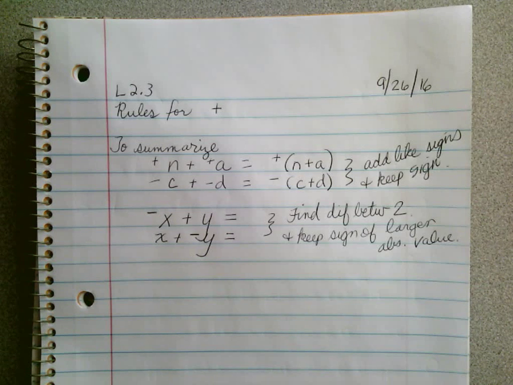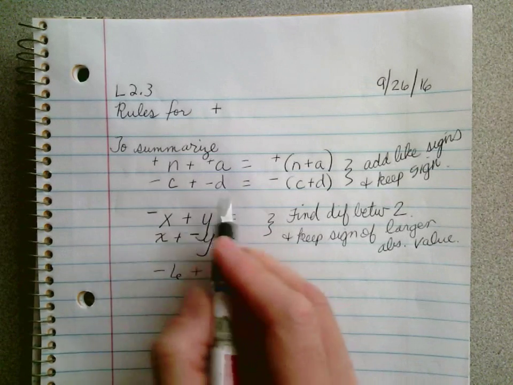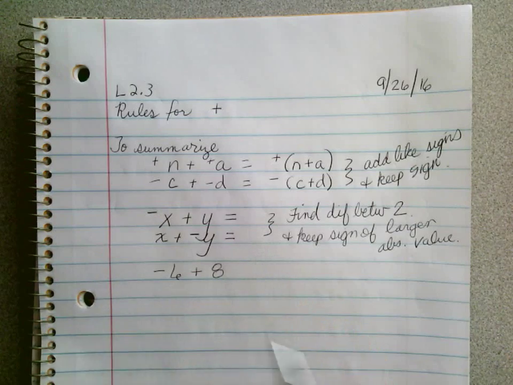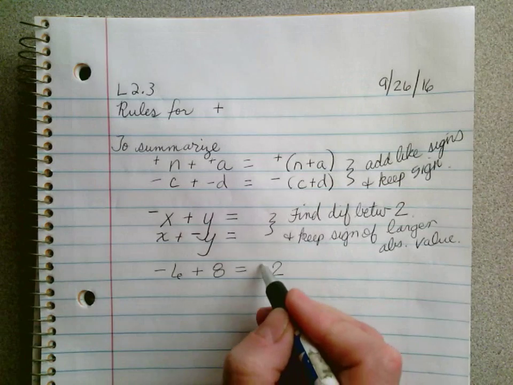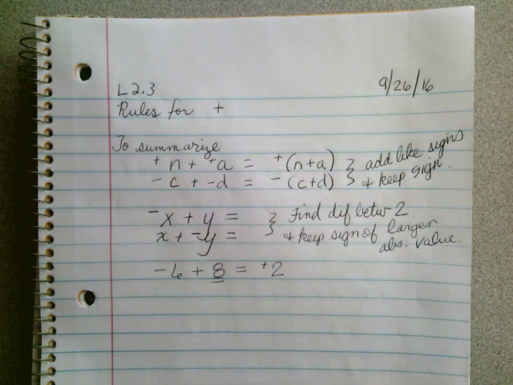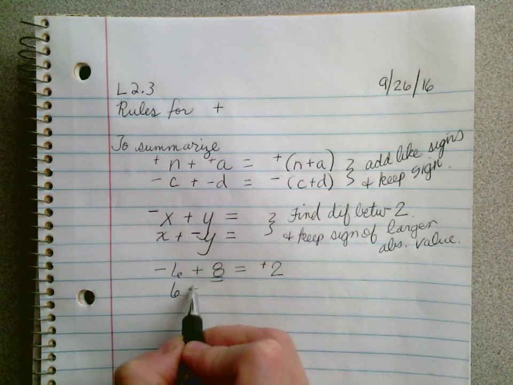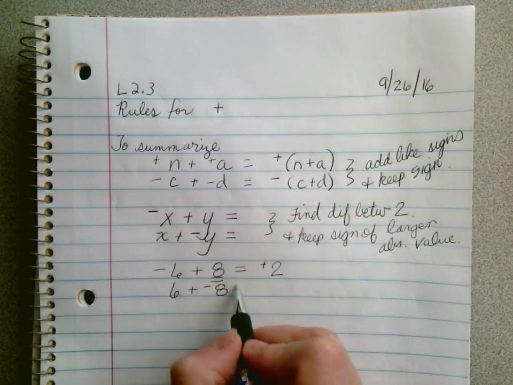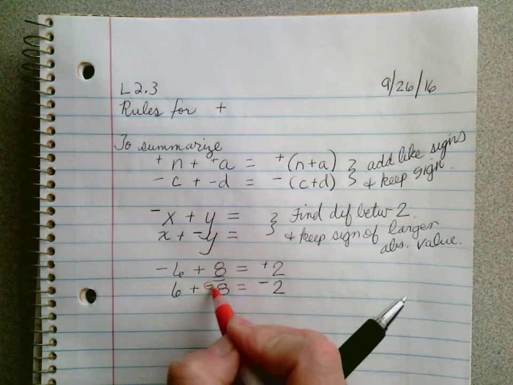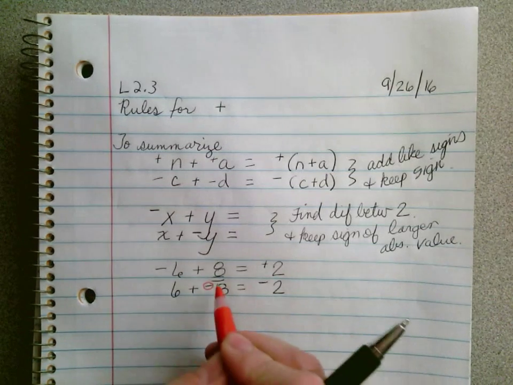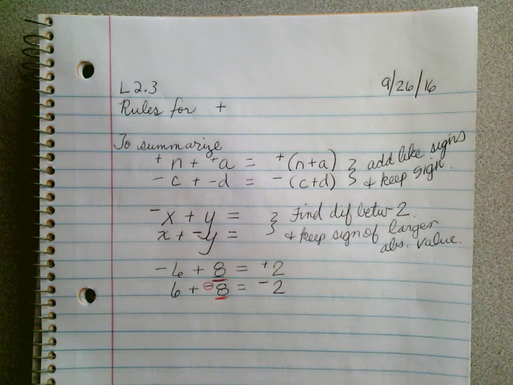Some samples for that second batch might be, let's use -6 and 8 for x and y. The difference is 2. You keep the sign of the one that has the larger absolute value. Or if I made it 6 and -8, it's still a 2, but this time it's a negative because the 8 is the one with the larger absolute value, and it's negative this time. So that's what makes that handy.